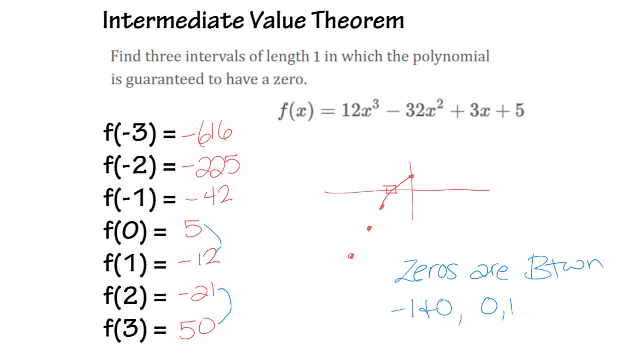What you're looking for is the y value switching signs. And you know that if your y value switches signs, then you have an x-intercept hiding in there somewhere.